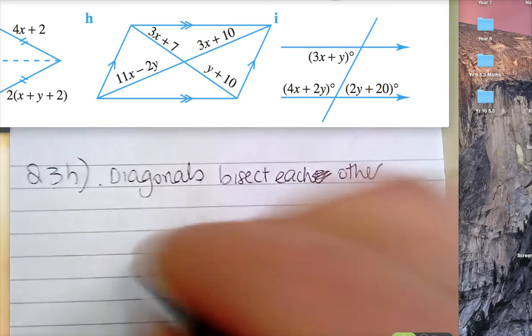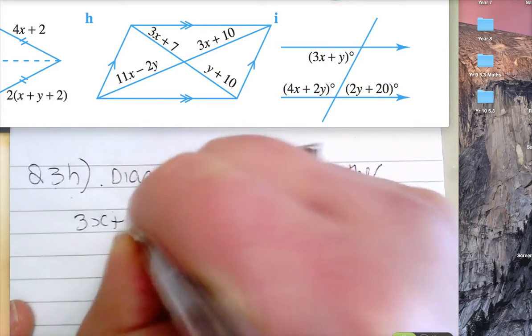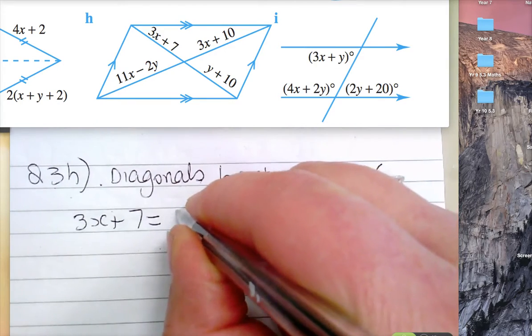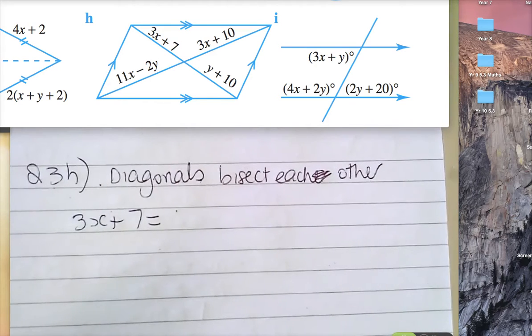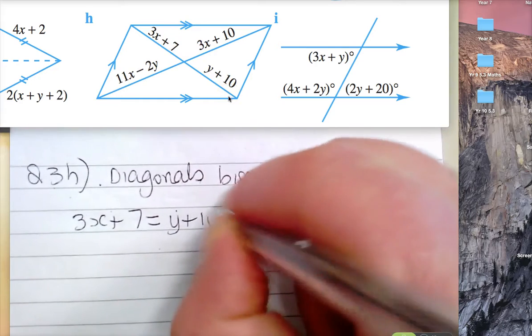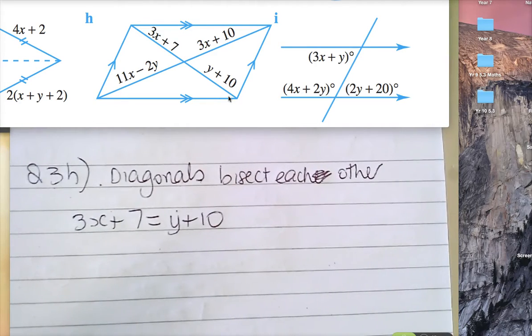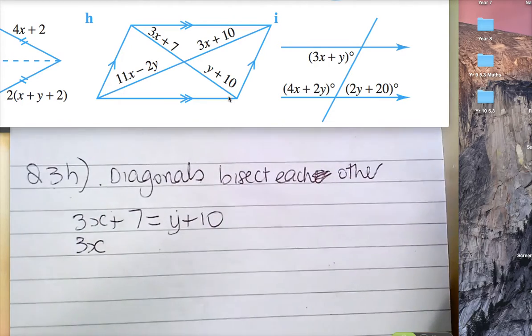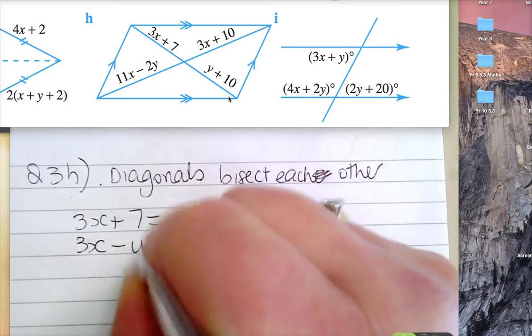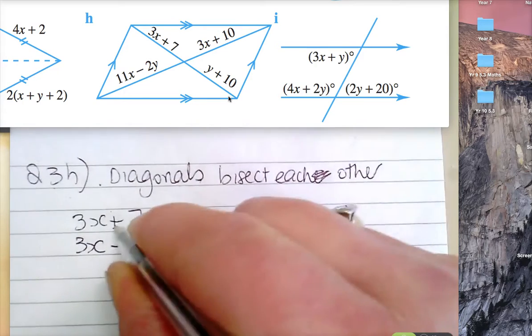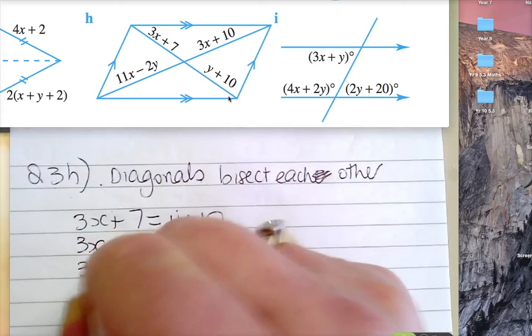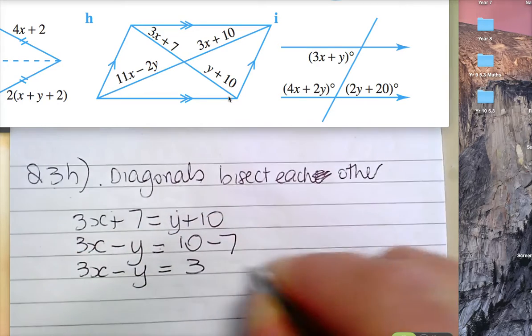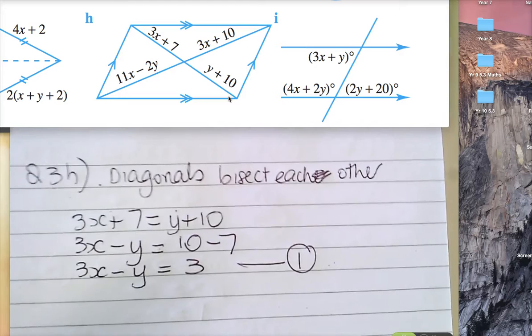So, first one, 3x plus 7 equals 3x plus 7. What does that equal? Good. Now, you like to have your x's and y's on the left and your numbers on the right. So this will be 3x what? Plus or minus y? Minus y. 3x minus y equals 10 what? Minus 7. 3x minus y, if you don't mind, equals 3. How did you write minus 1?